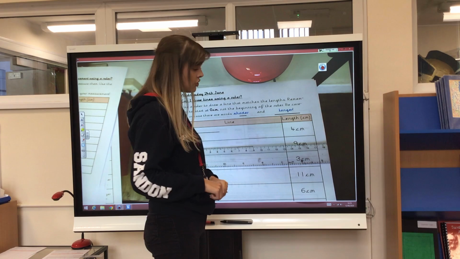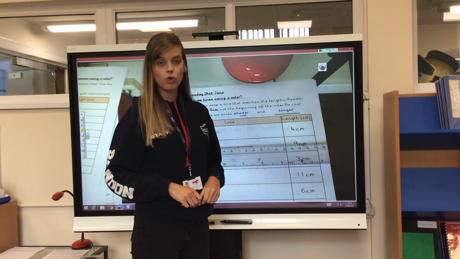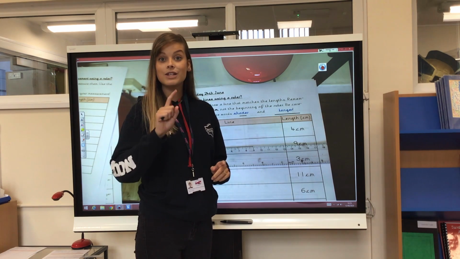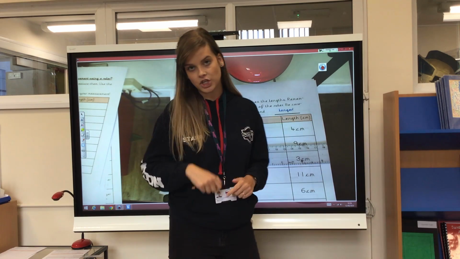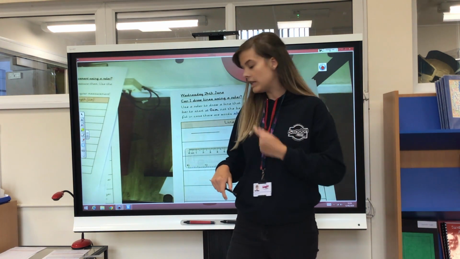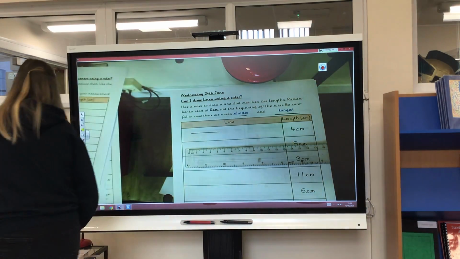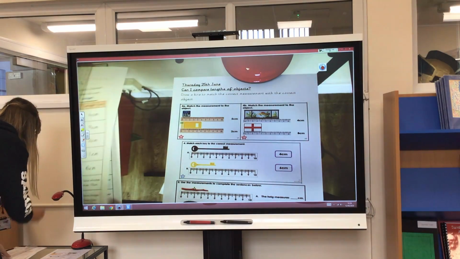So if you've got this sheet for Thursday in your pack, that's what you're going to be doing today. And I'll see you tomorrow, but you can stop the video now. But if you have not got that sheet for today, you will be doing this one. So let me just pop it over onto my visualiser. So this is for Thursday.